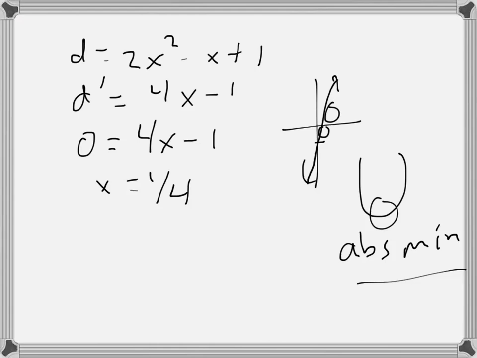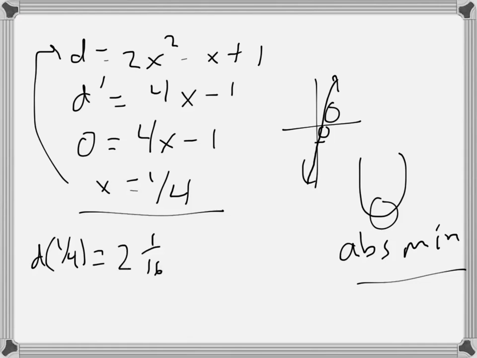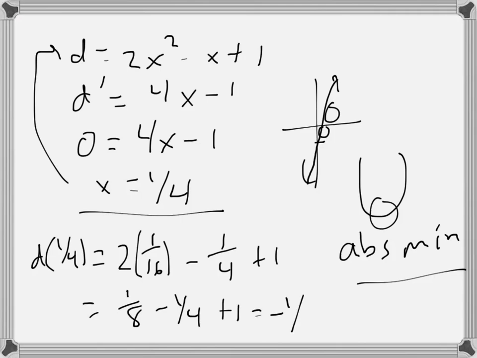So x equals 1/4 is the place where it happens, but that's not what they asked for. They asked for the minimum vertical distance. So I've got to actually go back to d and plug it in. So d of 1/4 is 2 times a 16th minus a 4th plus 1. So that's 1/8 minus 1/4 plus 1, which is minus 1/8 plus 1, which is 7/8. Alright, there you go.